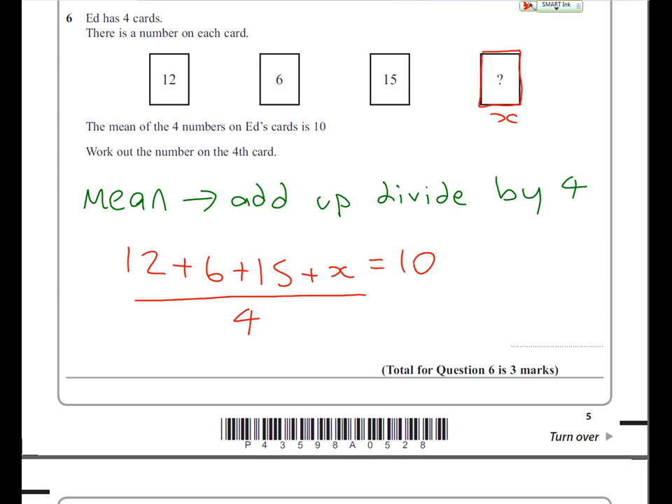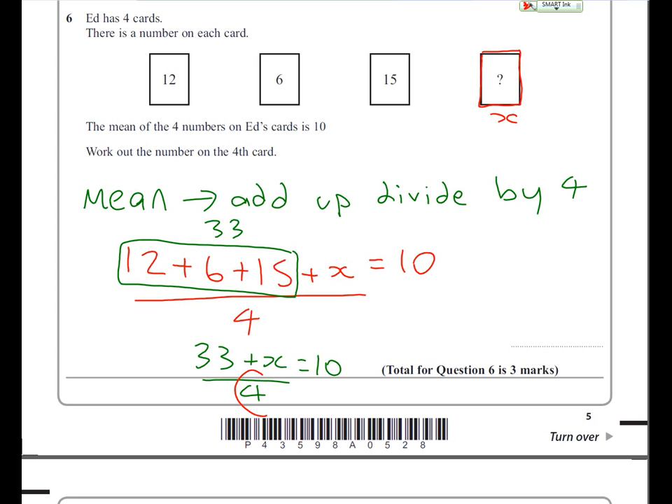Now this is like an equation to solve. We know here 12 plus 6 is 18, plus 15 is 33. We times it by this 4. I'll just write the equation again so you can see what's going on. Equals 10. Can you see we need to get x on its own now? So times it by 4, 33 plus x equals 40.